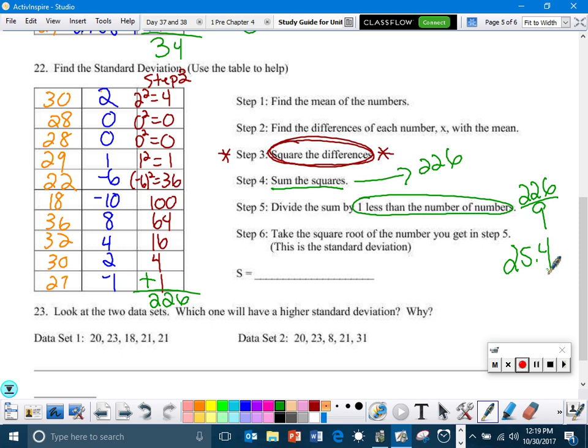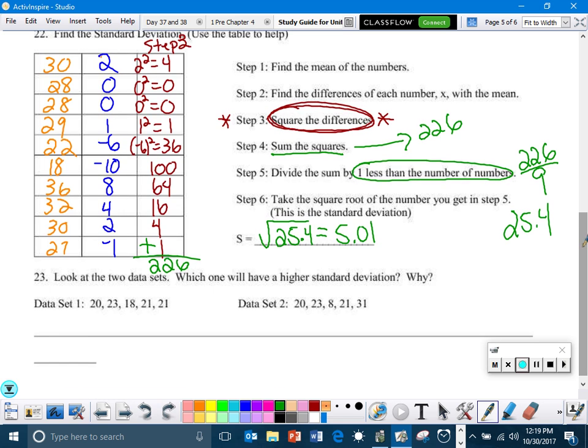So the last step is to take the square root of the number you got in step 5. So we're going to take the square root of 25.4, and we are going to get 5.01. That is the standard deviation. And that is what we're going to be using a lot in the very last unit in this course, Unit 10.